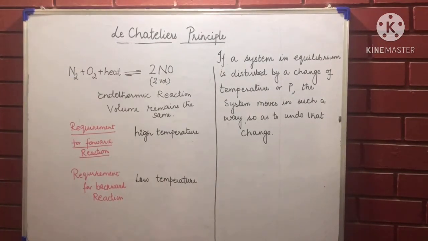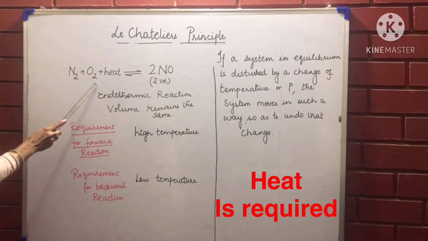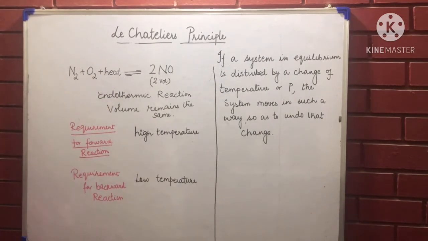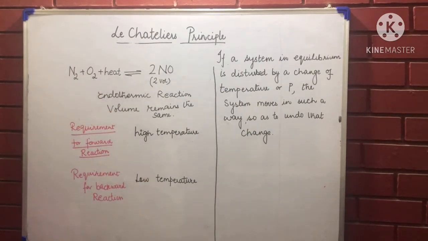See another reaction. In this reaction, N2 plus O2 plus heat gives you 2NO, which means it is an endothermic reaction. The volume is the same because there are 2 moles here and 2 moles in the product. So if I keep giving heat to it, it requires heat, and more nitric oxide will be formed. In the opposite direction, 2NO gives N2 plus O2 plus heat, meaning from here to here it is an exothermic reaction.